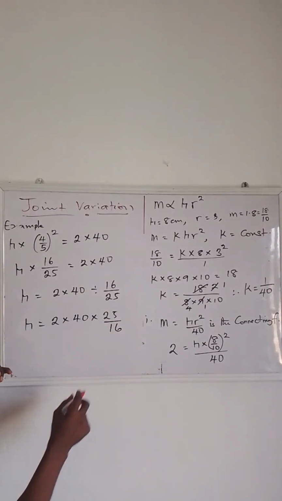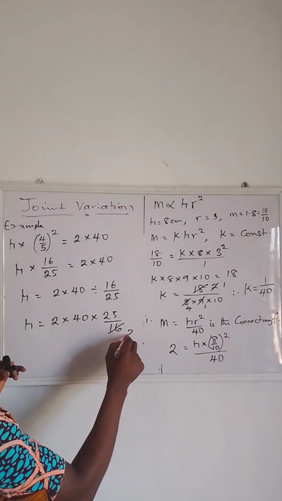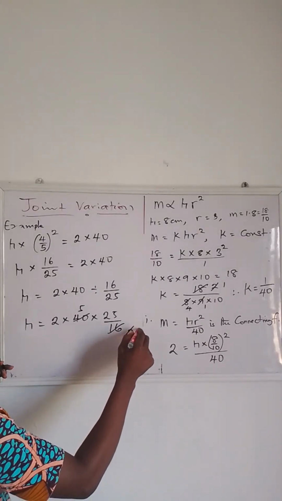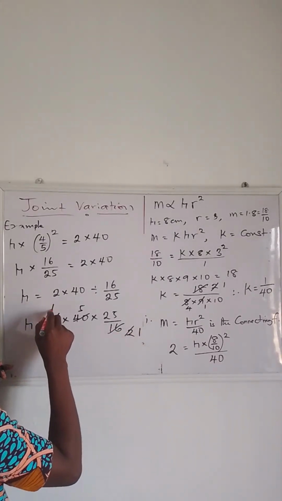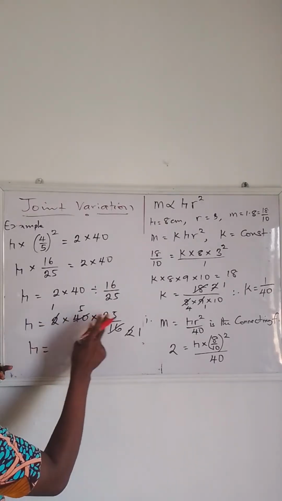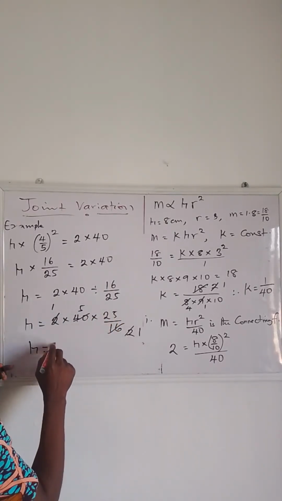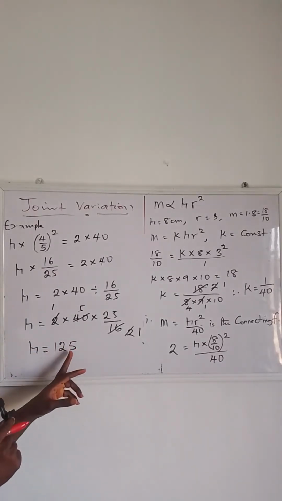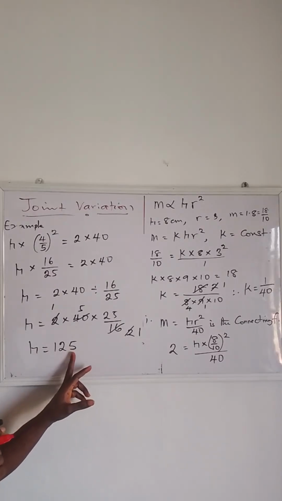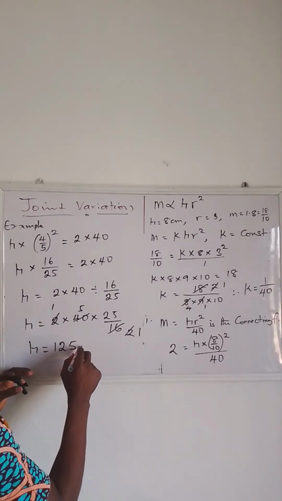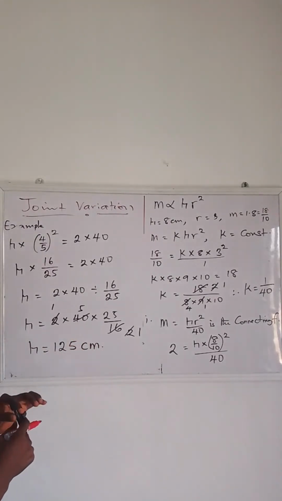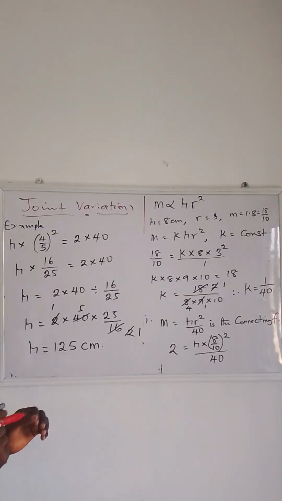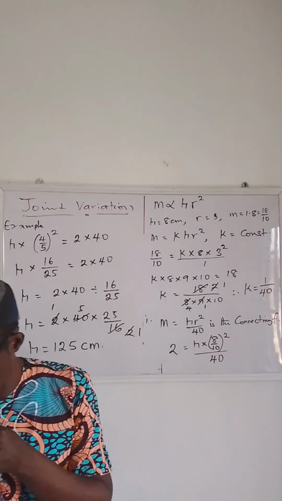Okay, so now here, 8 goes here is 2, 8 goes here is 5. Now 2 goes here is 1, 2 goes here is 1. So h will now be 5 times 25. That is 125. Now you have to ensure that the unit is there. Height is in centimeters, so you have to put the centimeter. So the height of the cylinder is 125 centimeters, and that is the answer to the problem.